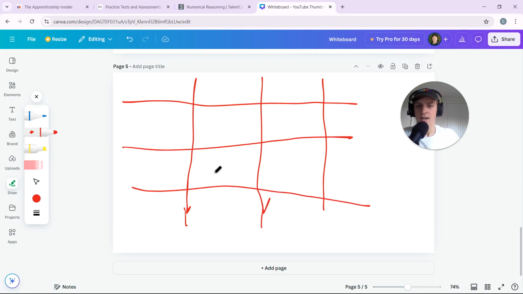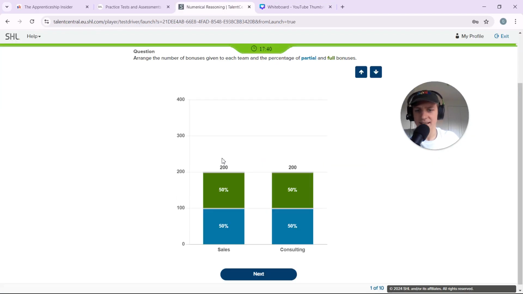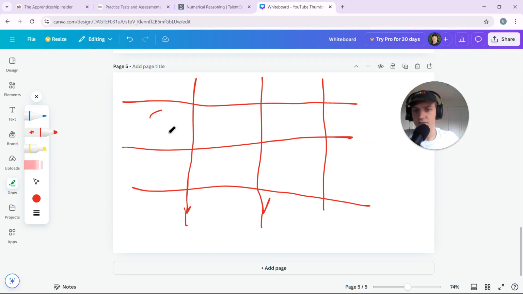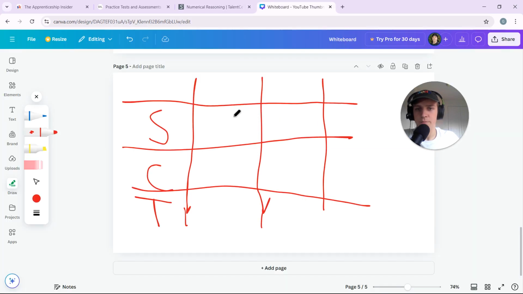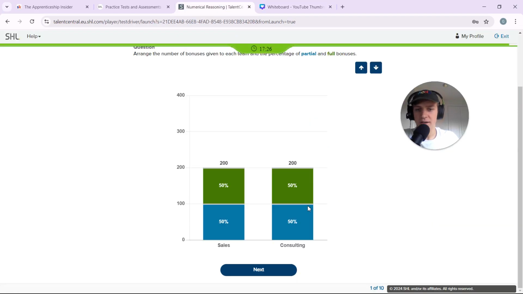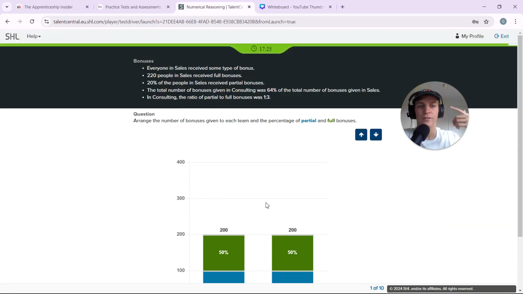Basically, there are two different variables they're asking you about here. The first one is sales and consulting. So you're going to put sales here, consulting here, and then total here. Then the other thing they're asking you in between each of these is full and partial. So full, partial, and total. And what you need to do is forget this graph down here at the bottom. You just need to fill out this table.